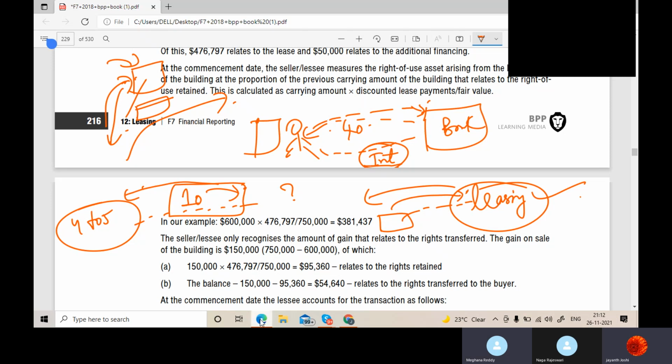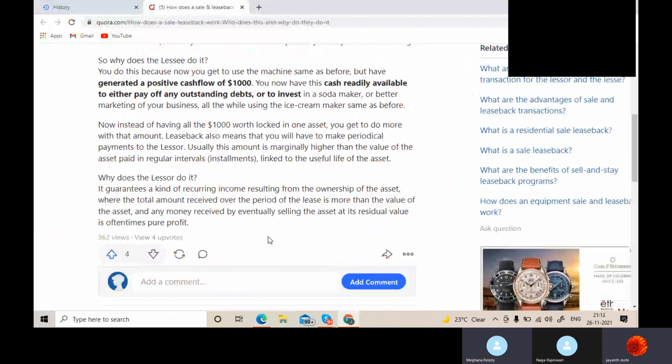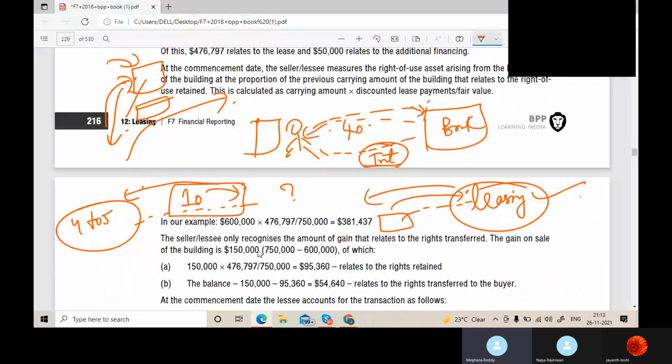Yes, sir. But there is no benefit for this, sir. For whom? For the one who sold? Why no benefit for him? He got the money at once now. That money he can use and reinvest.